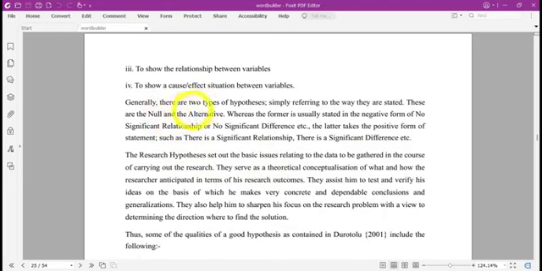Generally, there are two types of hypotheses, simply referring to the way they are stated. These are the null and the alternative. Take note of that. We have the null hypothesis and we have the alternative hypothesis.